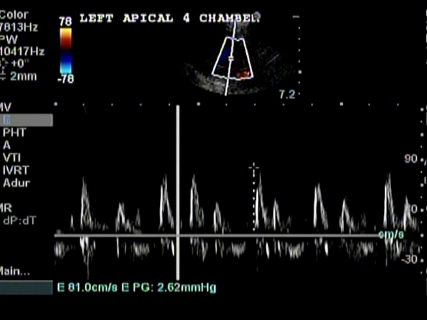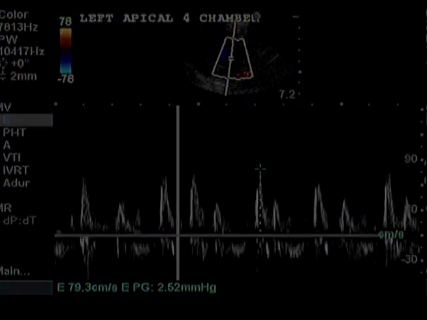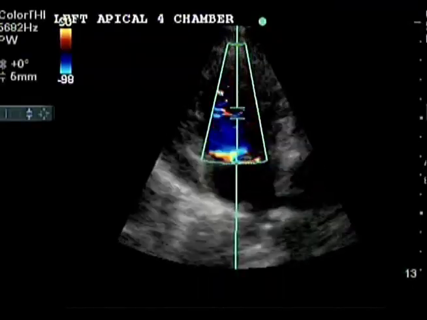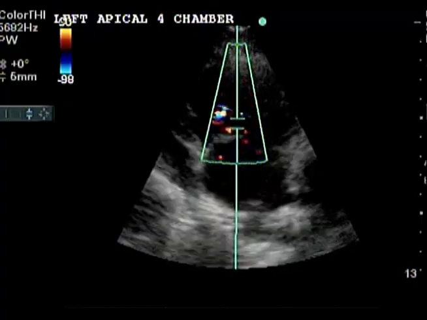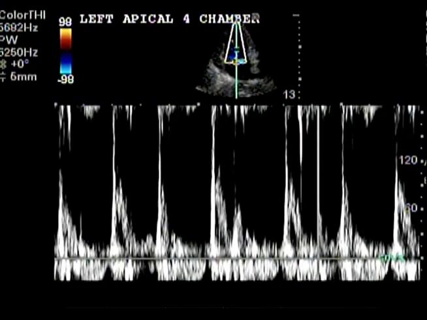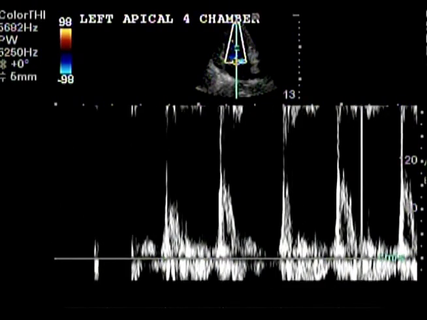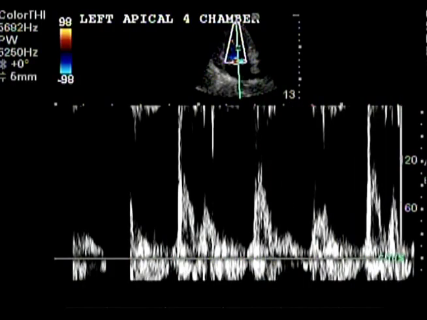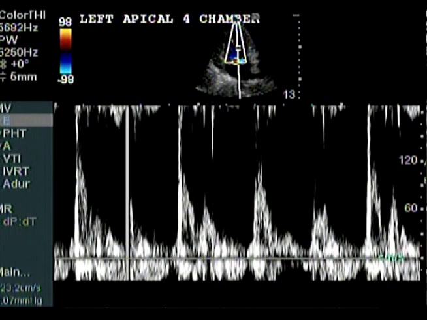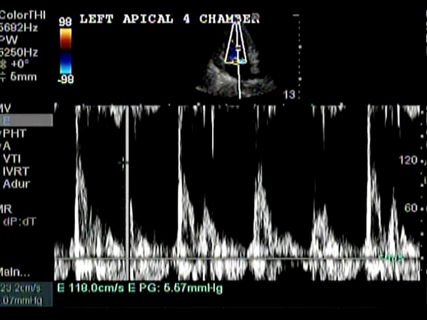Normal maximum E-wave mitral flow is 60 to 90 centimeters per second, or 0.6 to 0.9 meters per second. Mild and moderate insufficiencies will have a normal mitral E-wave maximum flow. E-wave maximum flow exceeding 120 centimeters per second, or 1.2 meters per second, indicates a severe mitral insufficiency and the presence of congestive heart failure or increased risk of congestive heart failure.